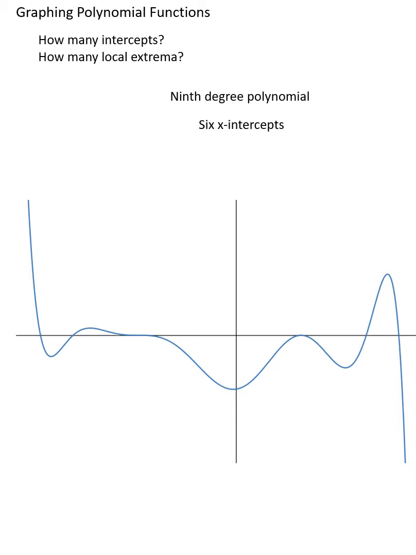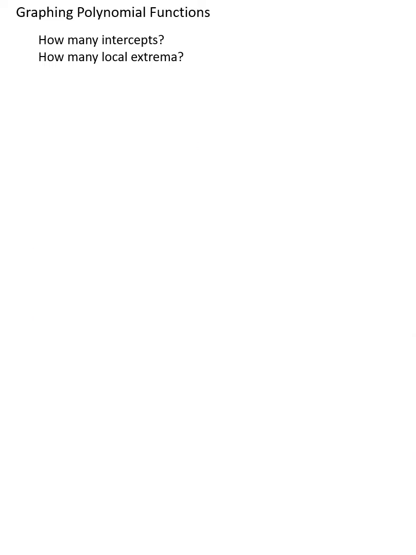Now let's analyze the local extrema. Local minimum, local maximum, local minimum, max, min, max, for a total of 6. So what this problem shows is if we compare the degree of the polynomial to the number of intercepts and local extrema, that it doesn't necessarily have to be that the number of x-intercepts is the same as the degree and that the number of extrema is 1 less than that. More on that later as we look at one more example.